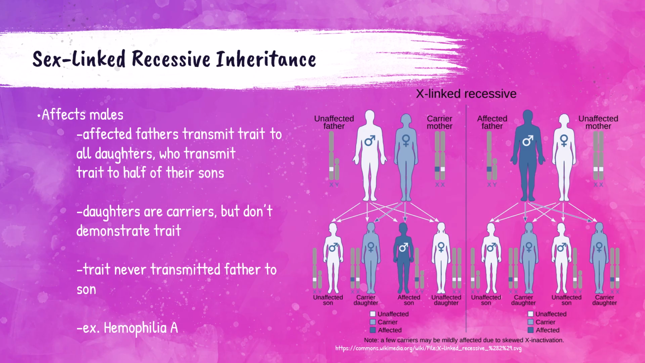An example of this inheritance is a disorder called hemophilia A, which is a genetic bleeding disorder. The picture on the right-hand side of the screen shows a pairing of an unaffected father with a carrier mother, and then another pairing with an affected father and an unaffected mother.